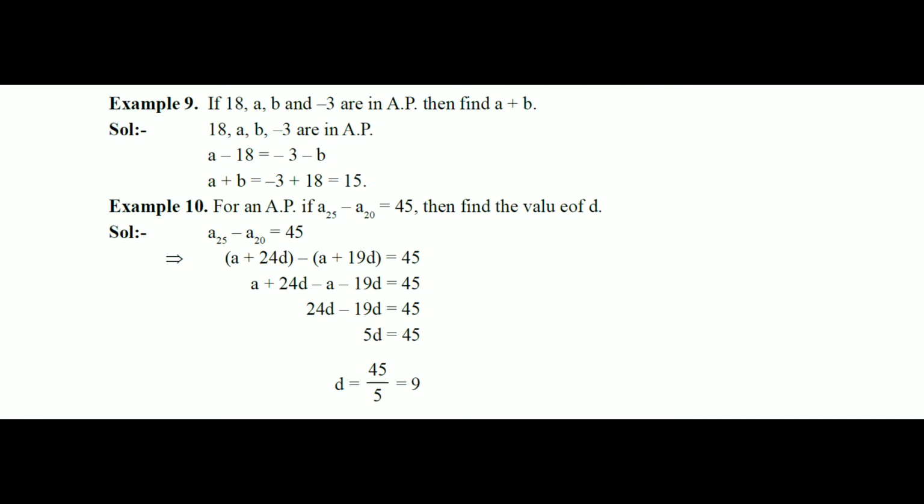So we will write, because 18, A, B, -3 are in AP, therefore A minus 18 equals -3 minus B. Taking A and B on one side of the equation and the numbers on the other side, we get A plus B equals -3 plus 18, or A plus B is equal to plus 15, the sign of the bigger term. And this is what was asked in our question. A plus B equals 15, answer.